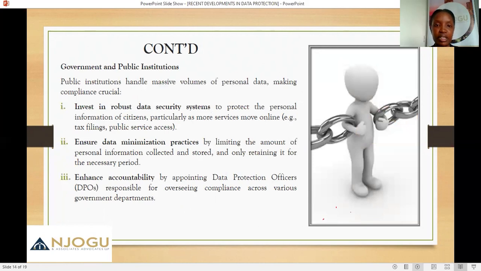Great. Government and public institutions. Public institutions handle massive volumes of personal data, making compliance crucial. First, invest in robust data security systems to protect the personal information of citizens, particularly as more services move online. Tax filing, public service access.